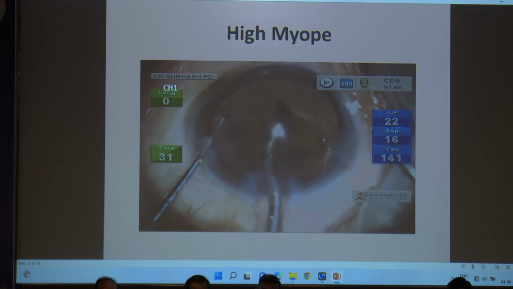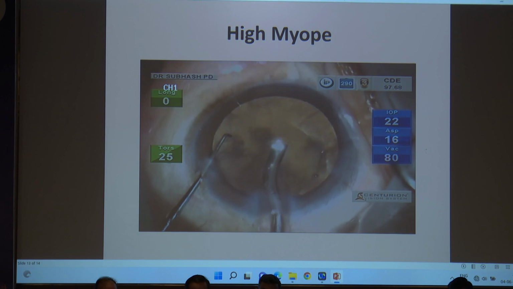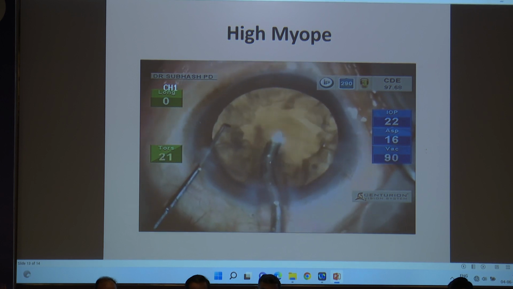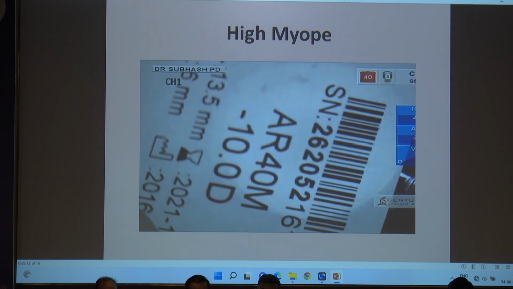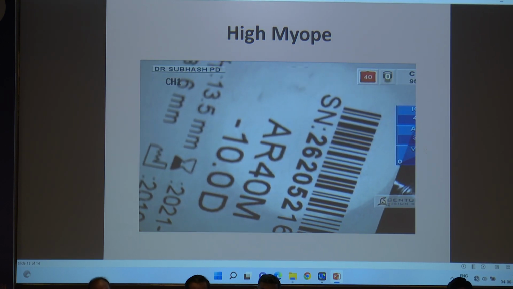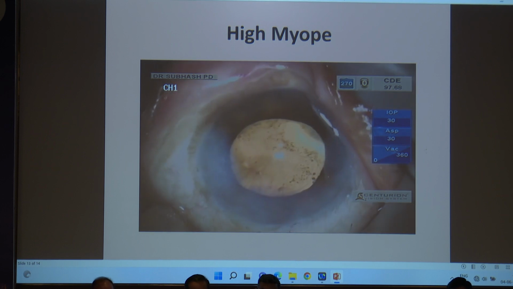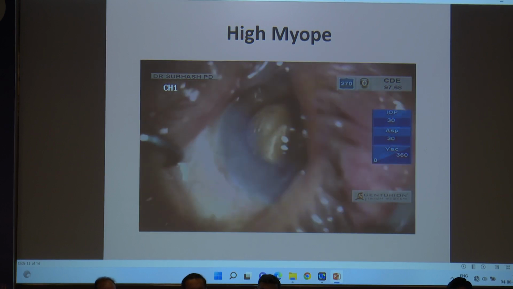So that is a very important facility now available with advanced machines, where you can handle all such types of cases. Here again in the myopia, this is a -10 diopter lens. You can see that the patient was quite highly myopic. So even in this patient, I was able to do surgery without causing undue deepening of the anterior chamber.